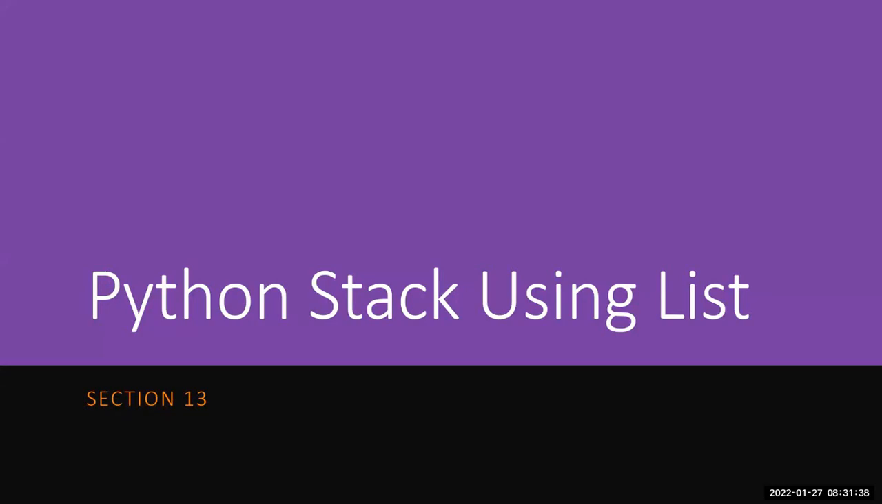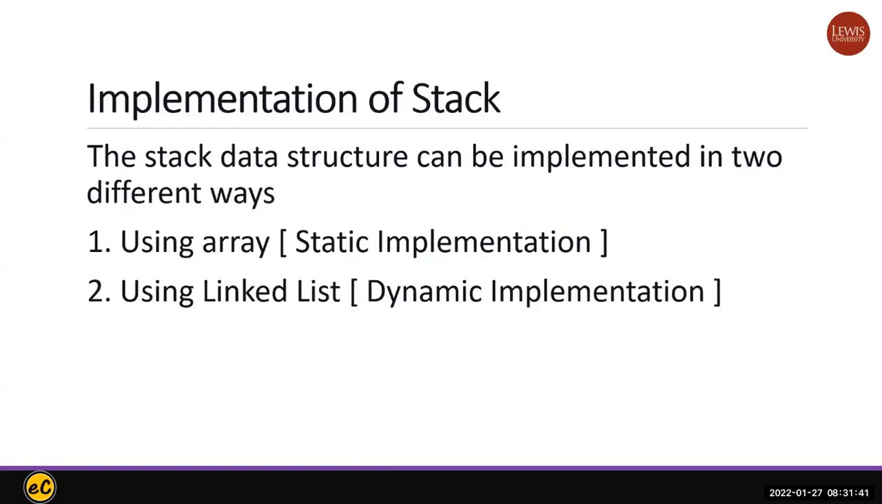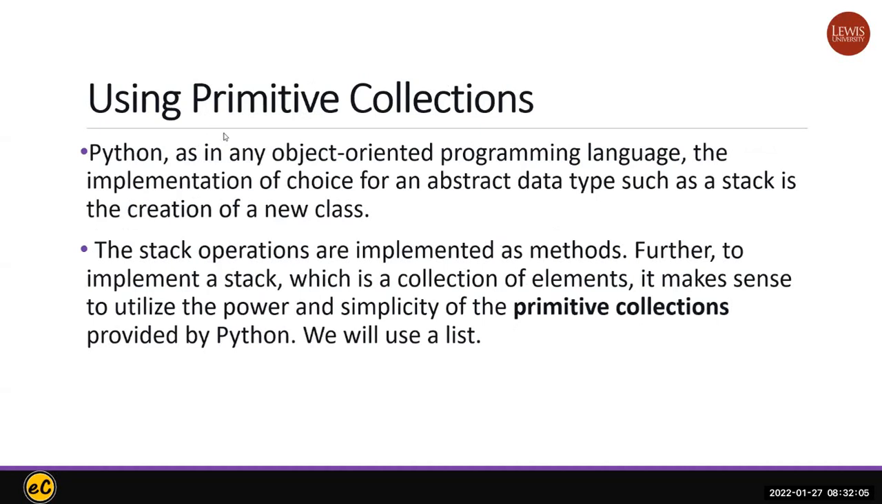And we can implement a stack using a list, because a Python list can work like a double-ended queue. So you can use it to mimic the stack, mimic the so-called double-ended queue or queue. Okay, you can use it for anything. And the stack data structure can be implemented by using an array or linked list. So for a primitive collection in Python, as in any object-oriented programming language, the implementation choice for an abstract data type such as a stack is the creation of a new class.